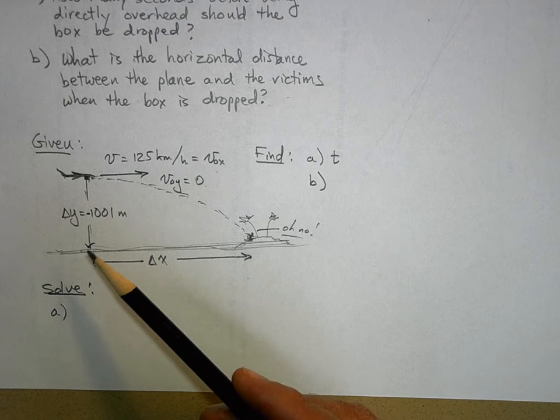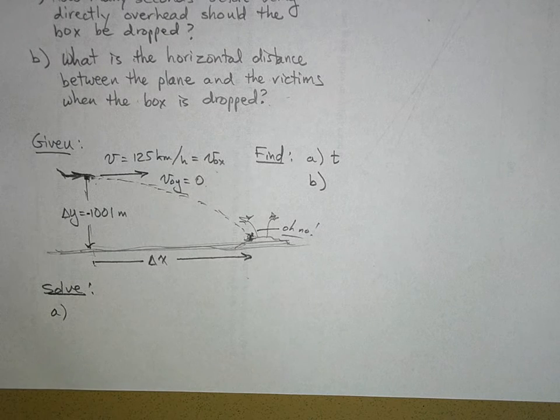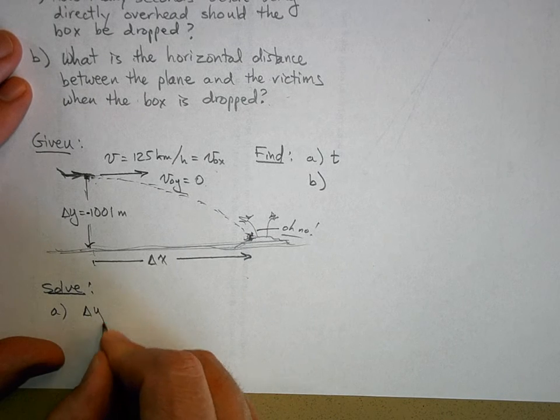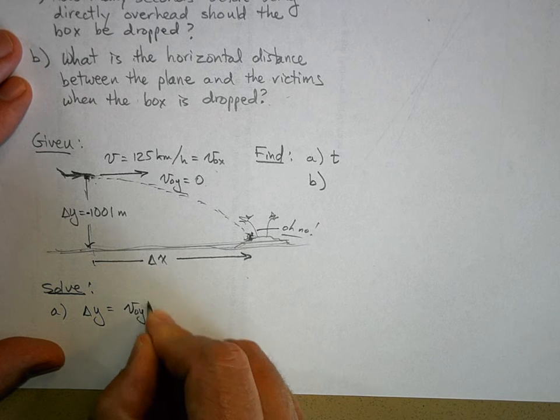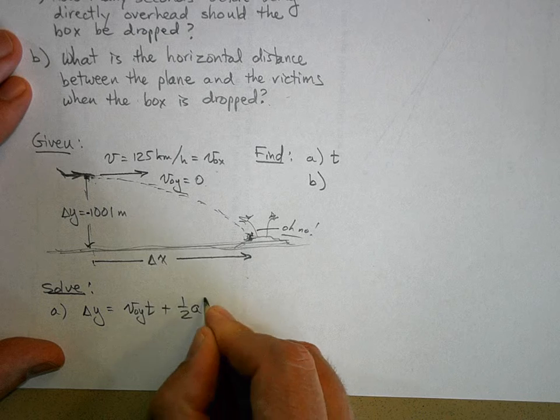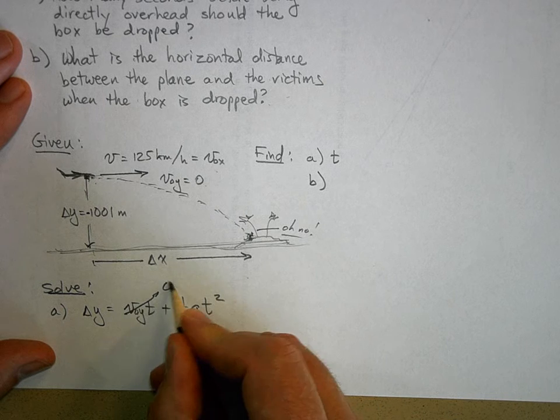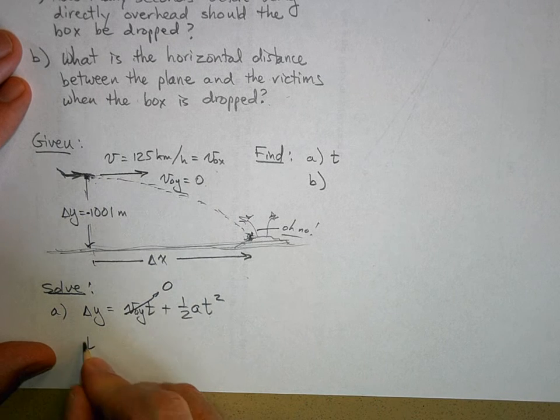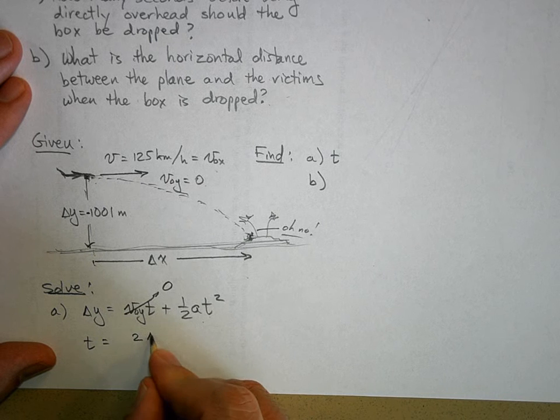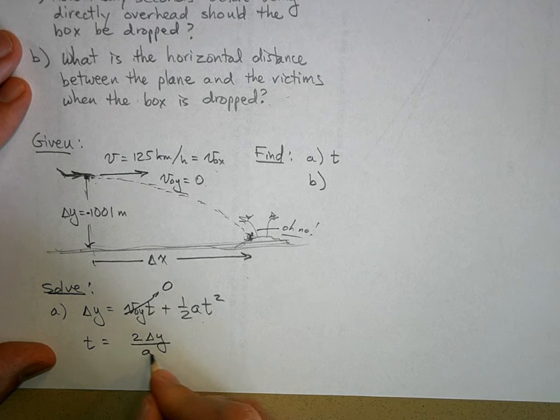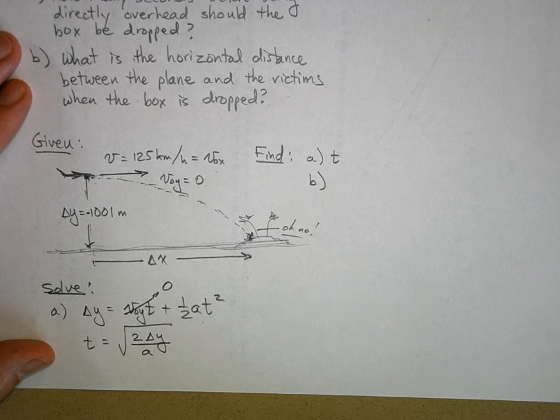You look on your list of kinematic equations and you say, oh, okay, we don't know the final velocity in the y direction, and we're not trying to find it, at least not in part A. So that's the third kinematic equation. Delta y equals v naught y times t plus 1/2 a t squared. Now v naught y is 0. Solve for t. T equals, multiply both sides by 2, so that's 2 delta y, divide by a, and then you take the square root. This is the most common equation we end up using when we're solving for time.